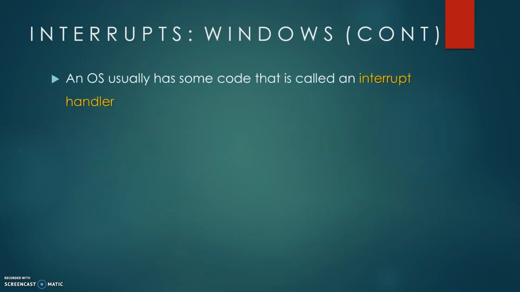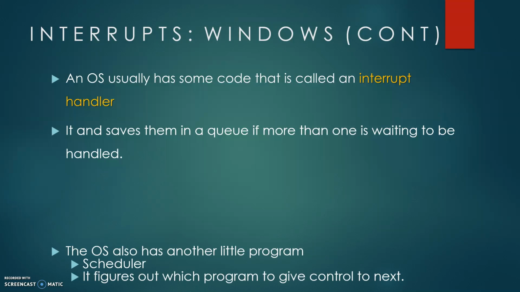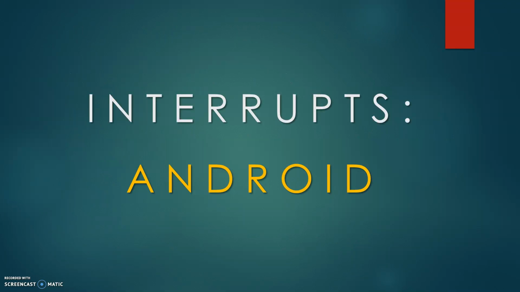An OS usually has some code that is called an interrupt handler. It saves them in a queue if more than one is waiting to be handled. The OS also has another little program called the scheduler, which figures out which program to give control to next.